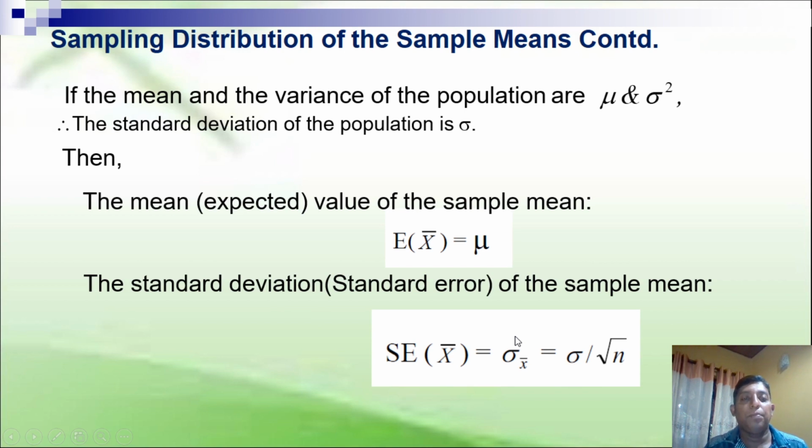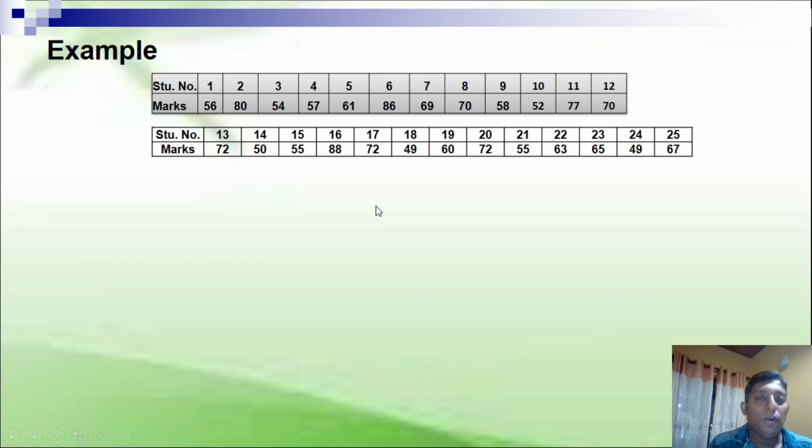Now just see one example to clearly understand the concept explained under this sampling distribution of the sample mean. Now see this example. Here we have the marks for 25 students. The first row indicates the student number. Now here see there are 25 students. The second row indicates the individual marks obtained by those 25 students.